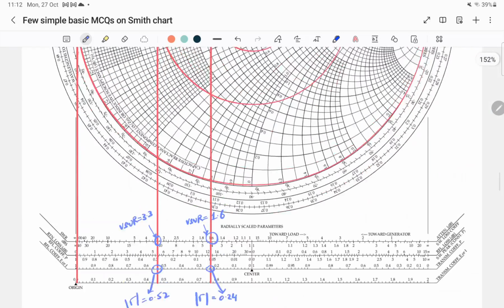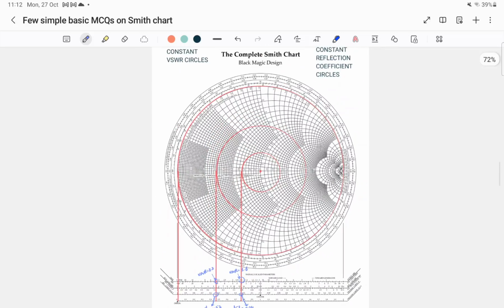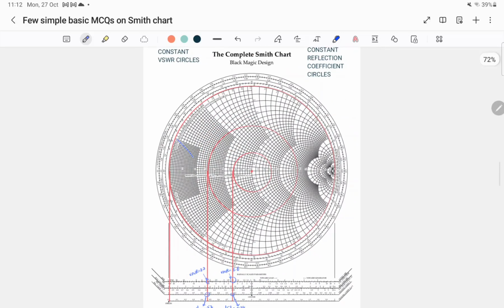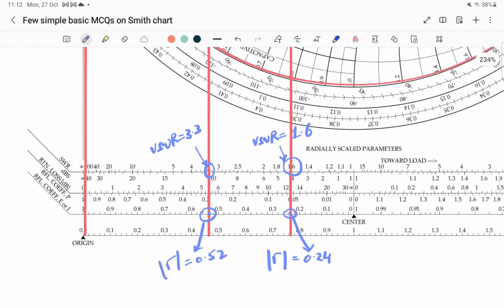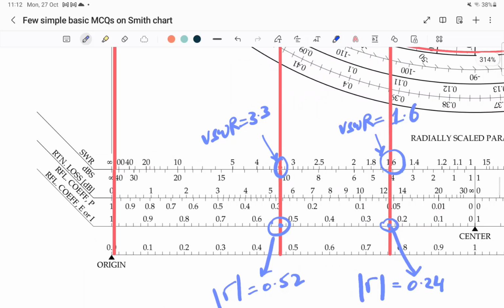Alright, similarly this outermost circle, if you drop a line below, you will find that the VSWR value has a value of infinity. So VSWR is equal to infinity for this circle and the reflection coefficient is 1.